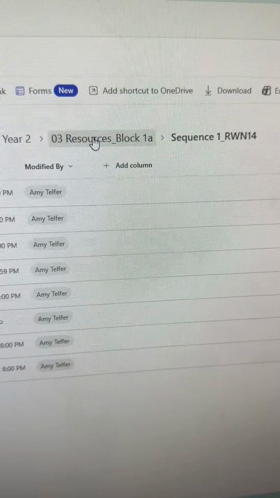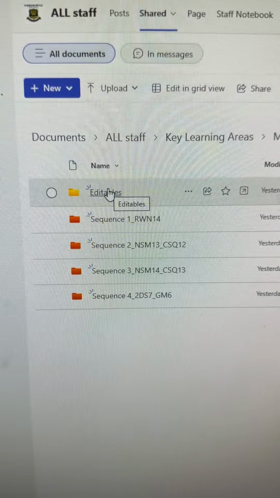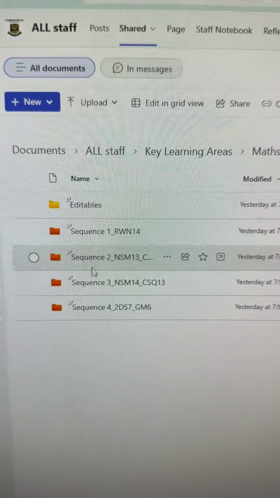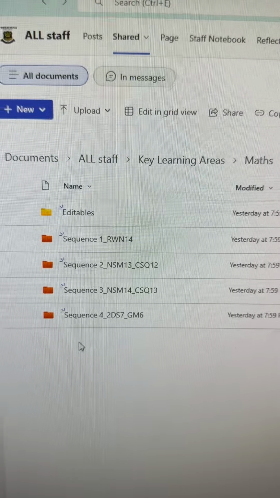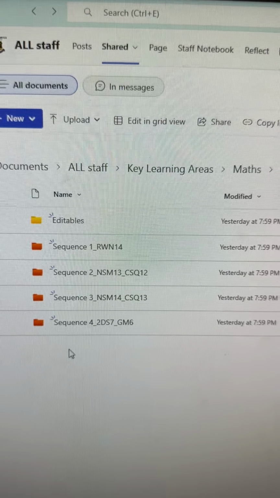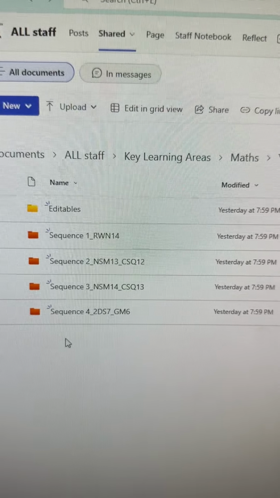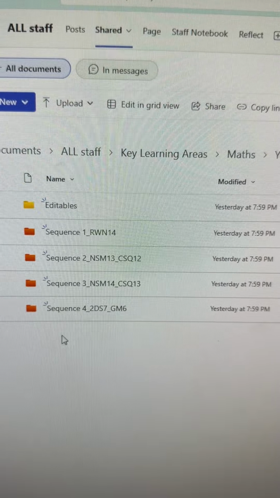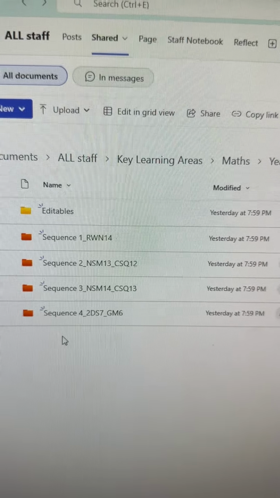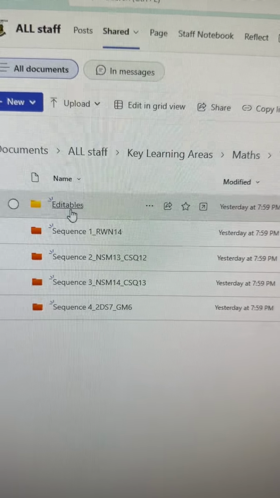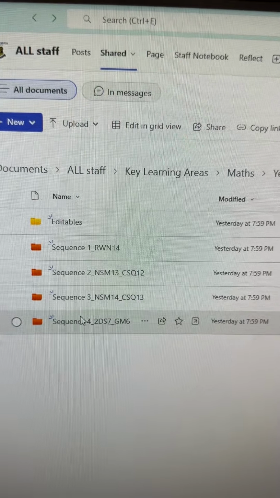And then if you look here, you'll see that they are labelled based on the sequences now. We don't call them weeks because sometimes a lesson might go over a week, and it means that we can transfer these lessons from year to year without worrying about timetabling and things like that. But generally speaking, week 1, week 2, week 3, week 4, etc.